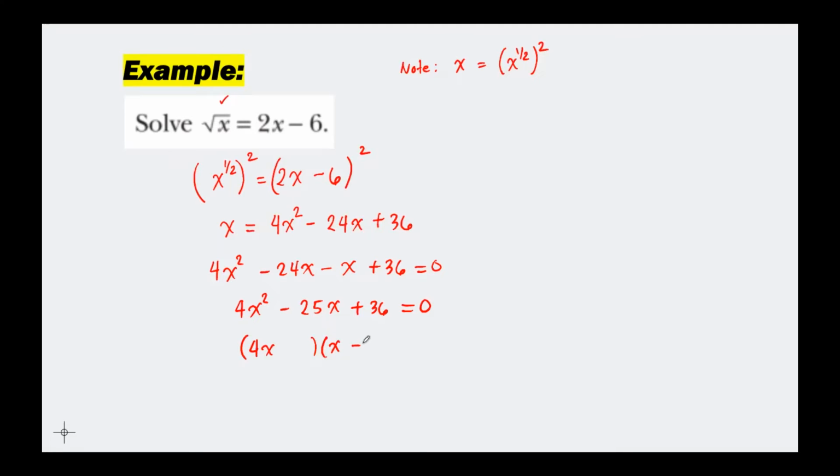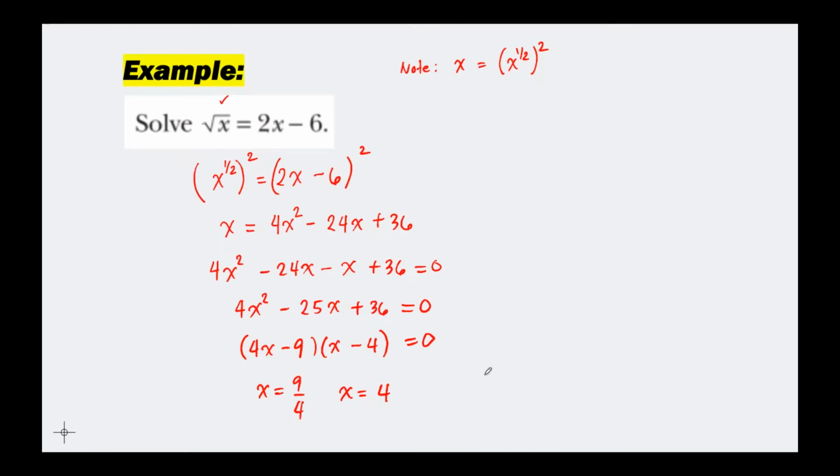So this is x minus 4. And then x minus 9, I think. Isn't it? So that will give you 4x squared minus 9 minus 16. That gives you negative 25. Okay, plus 36 is equal to 0. So therefore, your x values are 9 over 4. And for this one, x is equal to positive 4. Okay, so these are the solutions for your equation.